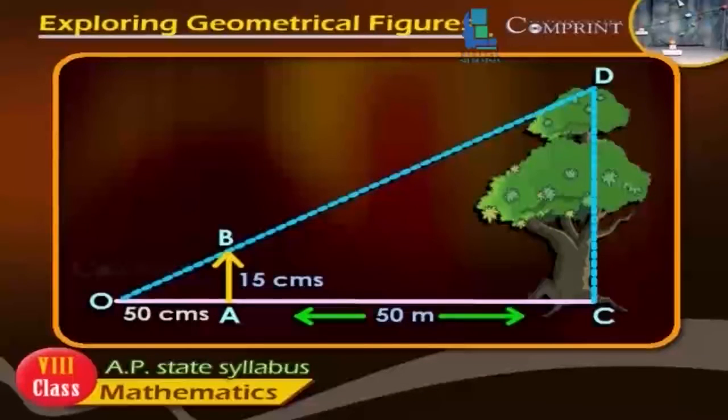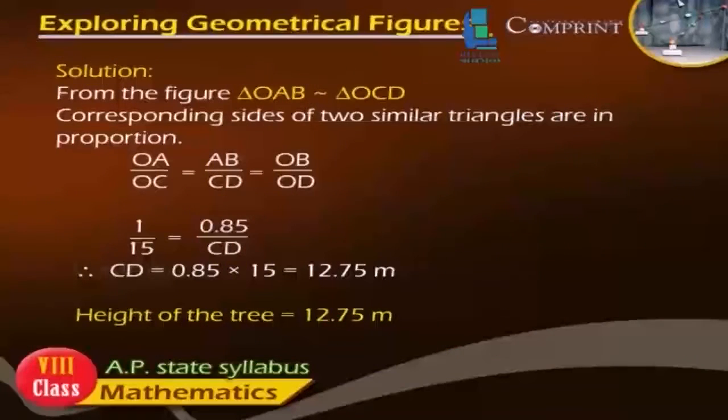Solution. From the figure, triangle OAB is similar to triangle OCD. Corresponding sides of two similar triangles are in proportion. OA by OC equals AB by CD equals OB by OD. 1 by 15 equals 0.85 by CD. Therefore, CD is equal to 0.85 into 15 equals 12.75 meters. Therefore, the height of the tree equals 12.75 meters.